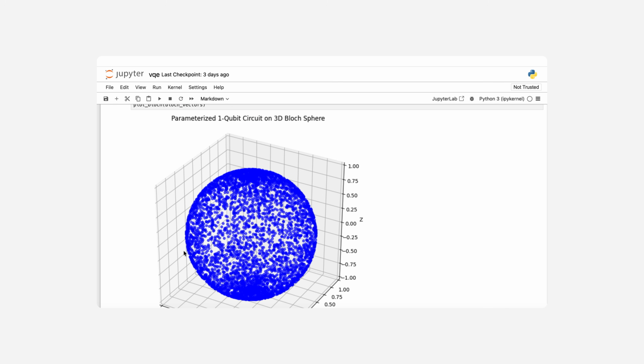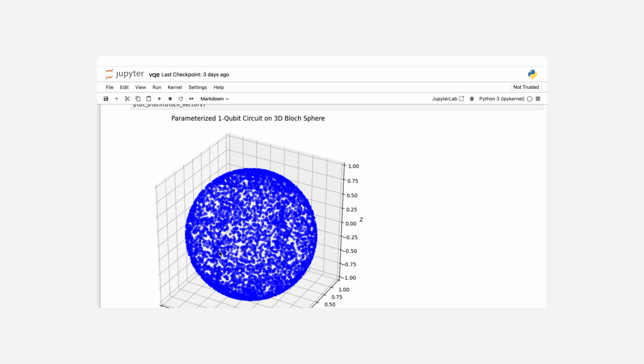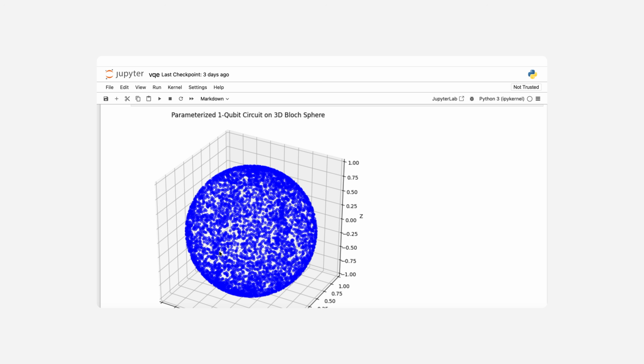The next one, with two parameters, does a pretty good job of covering the full sphere, but the dots are more concentrated at the poles, so it doesn't cover the space uniformly. The third one, with three parameters, does a better job. It has a more even distribution of dots on the Bloch sphere. So, for this demo, we'll use the third ansatz.